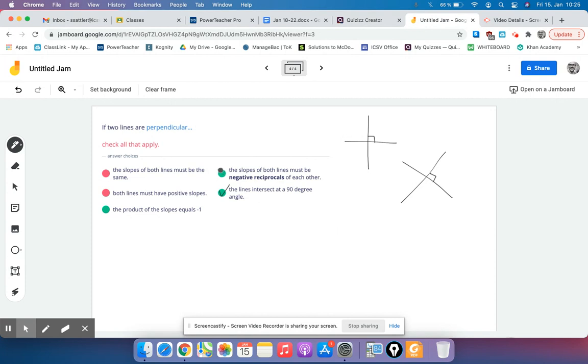Now, the second thing is the slopes have to be negative reciprocals of each other. So if the slope of one line is 2/3, the slope of the other line must be 3/2, and one of these has to be negative. Okay, that's going to create this situation right here where one of them is going left to right uphill and the other one is going left to right downhill.